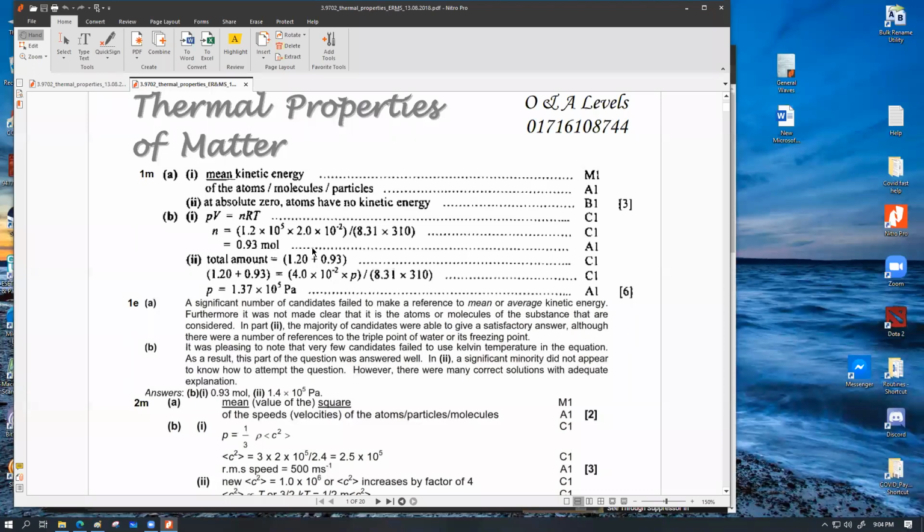Sir, can you tell what the K stands for? Boltzmann constant. Sir, triple point of water or its freezing point, what does that mean? The point of pressure and temperature where water is in three states at once.